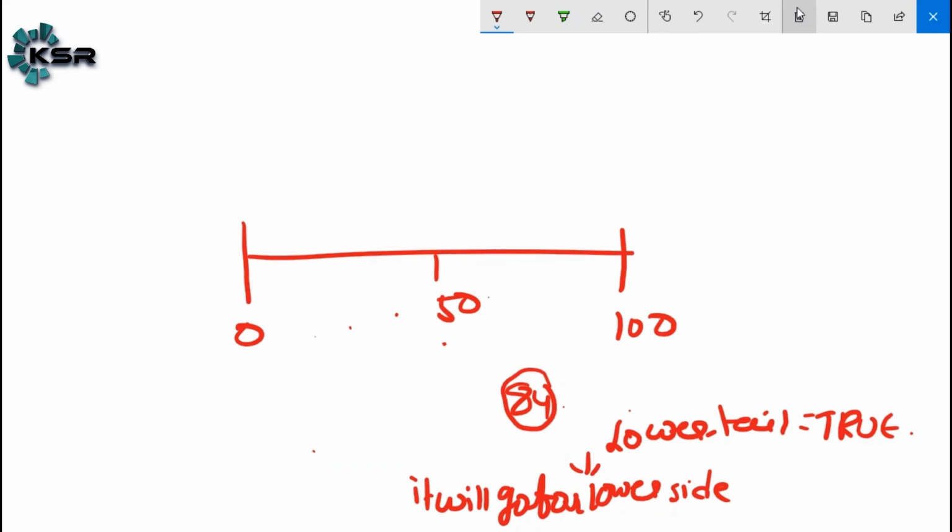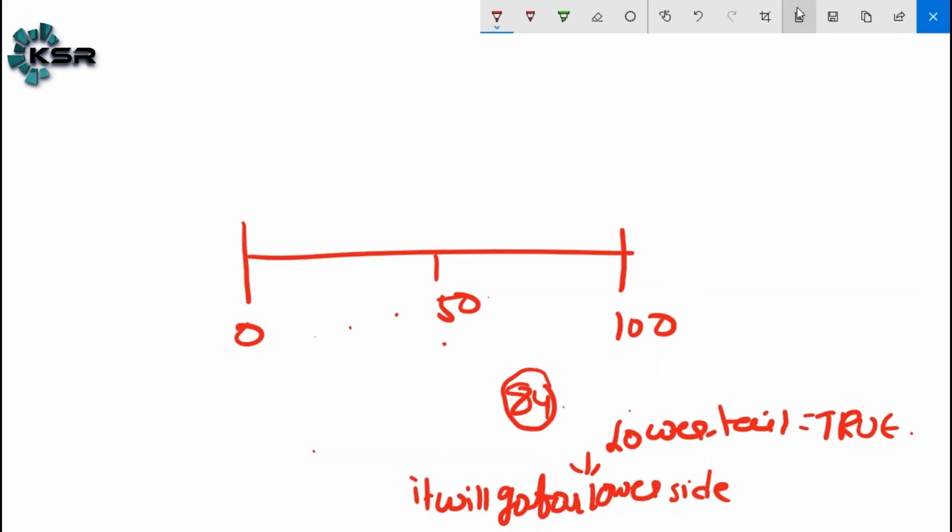So instead of finding the values for 84 or more, we can use the fact that the total probability is equal to 1. If you calculate the lower side, less than 84, that means 83, 82, 81, and so on down to 0, and subtract it from 1, the total probability, whatever probability value we get is the probability of 84 or more marks. If you do that, you will get the answer.